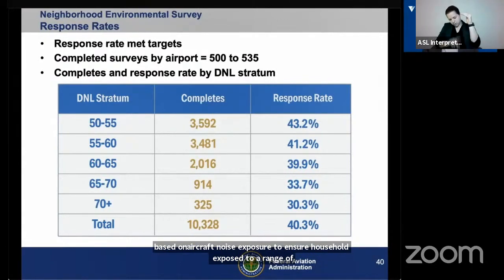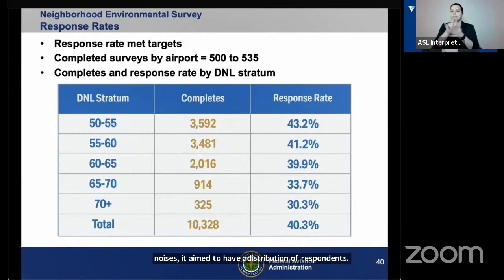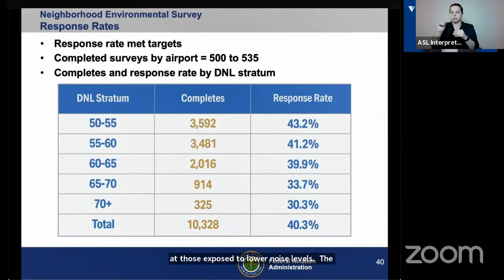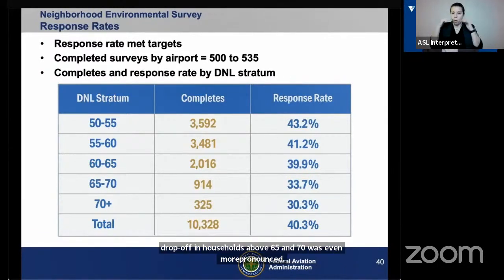Among the selected airports, there was a smaller pool of households exposed to DNL above 60 decibels than households exposed to lower noise levels. The drop-off in households for DNL above 65 and 70 decibels was even more pronounced. As a result, the number of respondents for those noise levels were smaller than other categories.